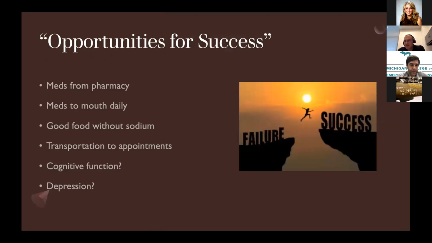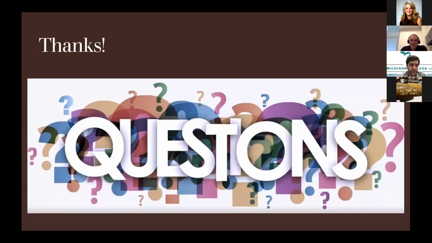And what I mean by that is make sure the patient has access to medications, not only from the pharmacy, but able to get it in their mouth every day. Good food without sodium. They need to have transportation to appointments. And the last two things are also very important in this population. It's important to assess their cognitive function because most of these patients do have some cognitive decline, as well as depression. So make sure you're taking care of your patient, soup to nuts, and don't put them on the back burner. I appreciate your time and look forward to any questions you may have.